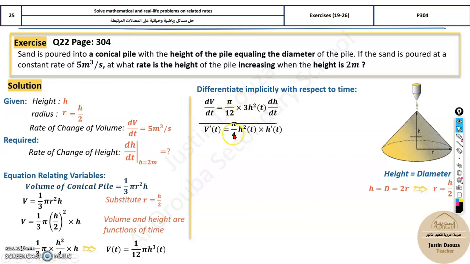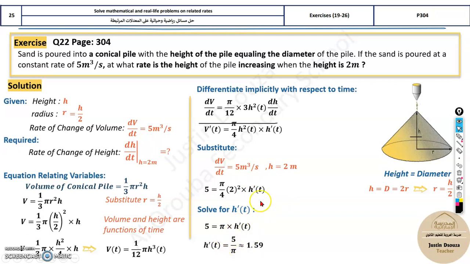Now this is just simplification over here. 3 and 12 cancel out to be 5 by 4. H square, h dash is this. Now we need to just substitute over here. That is dV by dt is 5, and h over here is known. They have told us to find the rate of height at what? At a height of 2 meters. So all we need to do is 5 pi by 4. H will be 2, so 2 square into h dash. This h dash is what we need to solve for.